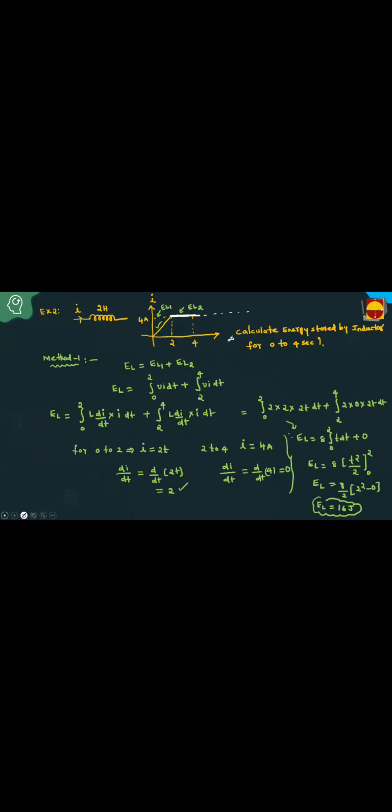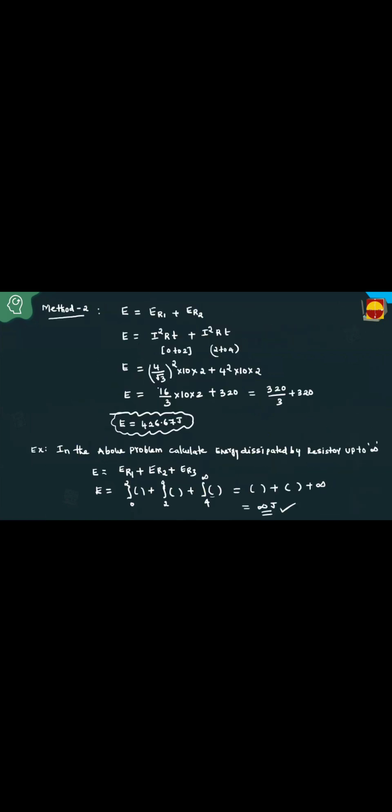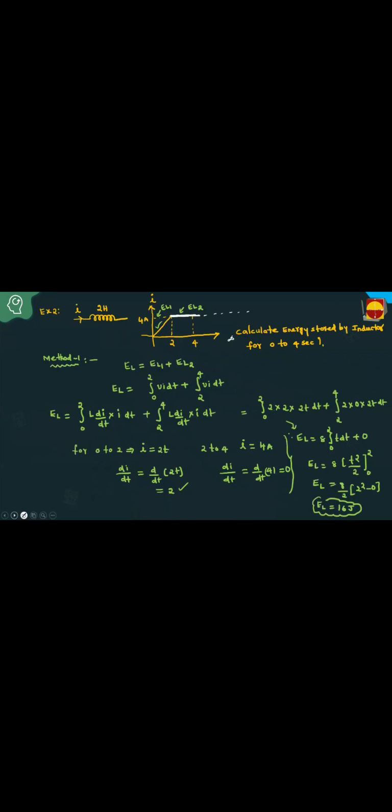But in the same problem, when you solve for the resistor from 4 to infinity, it is dissipating infinite joules. The resistor is continuously dissipating. It does not matter whether the current is constant or not. If the current is flowing, the resistor is always dissipating energy. This is an important observation.